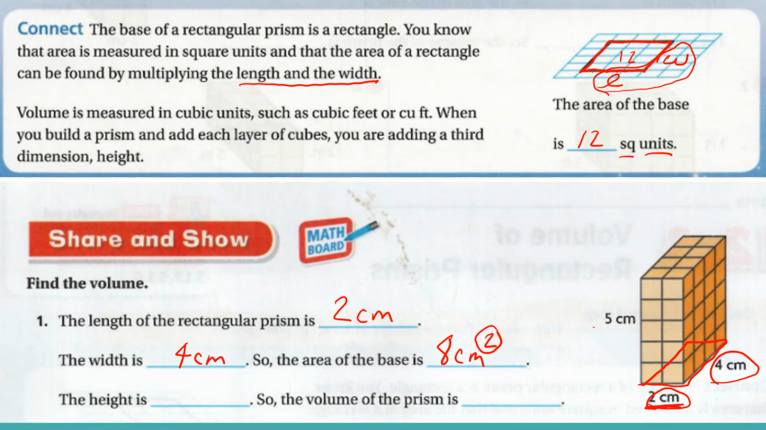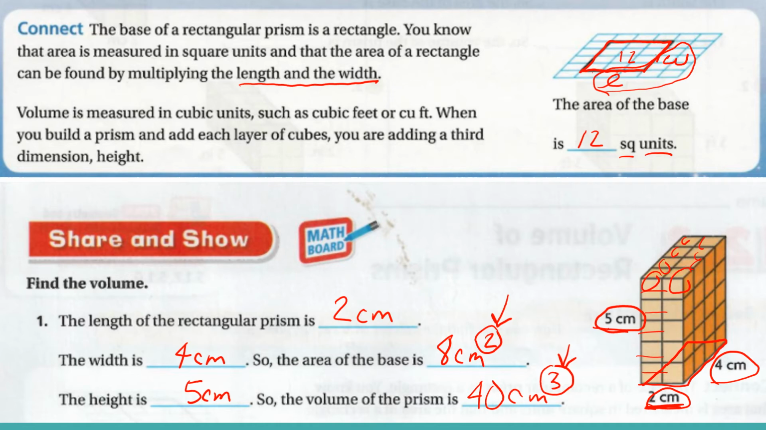So the height of it is 5 centimeters. So then if I want to find the volume of this, I have to take these 8 and multiply it by 5 because there are 5 layers. So 1, 2, 3, 4, 5 layers of 8. And 5 layers of 8 gives me 40 centimeters. Now they're cubed. Notice how they change from square units to cubic units because now I'm counting each one of these cubes that are stacked on top of each other. Okay?